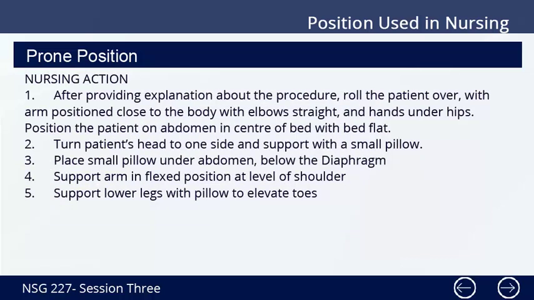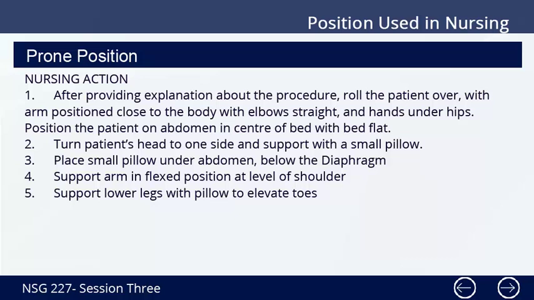Procedure. Nursing action and rationale. 1. After providing explanation about the procedure, roll the patient over with arm positioned close to the body with elbow straight and hands under hips. Position the patient on abdomen in center of bed with bed flat. It increases relaxation and provides proper alignment of the body, reduces flexion or hyperextension of cervical vertebrae.